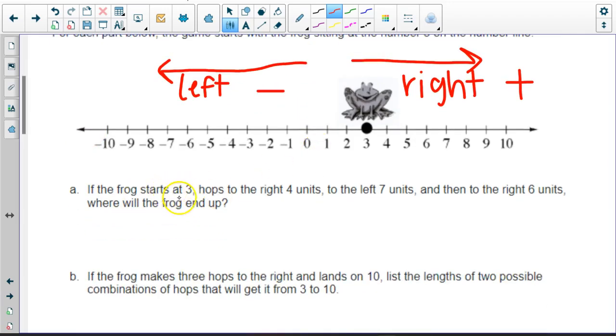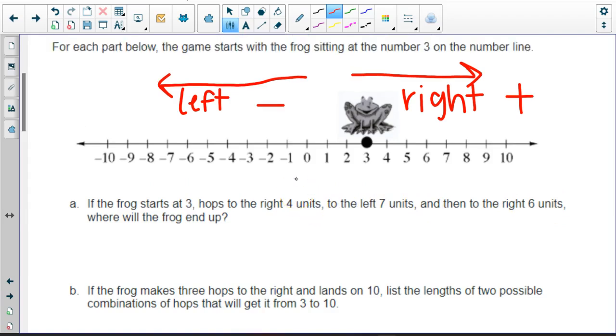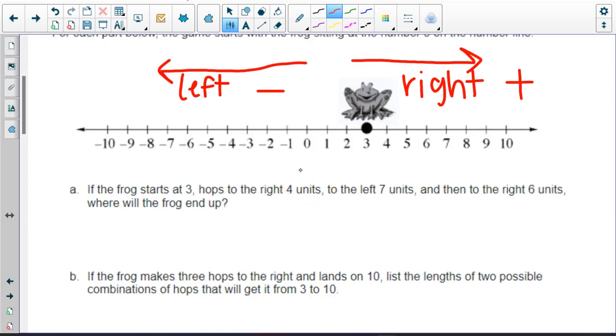So if the frog starts at 3, hops 4 to the right, to the left 7, and then to the right 6 units, where will the frog end up? Go ahead and pause the video and work that out and see where you get the frog to land.